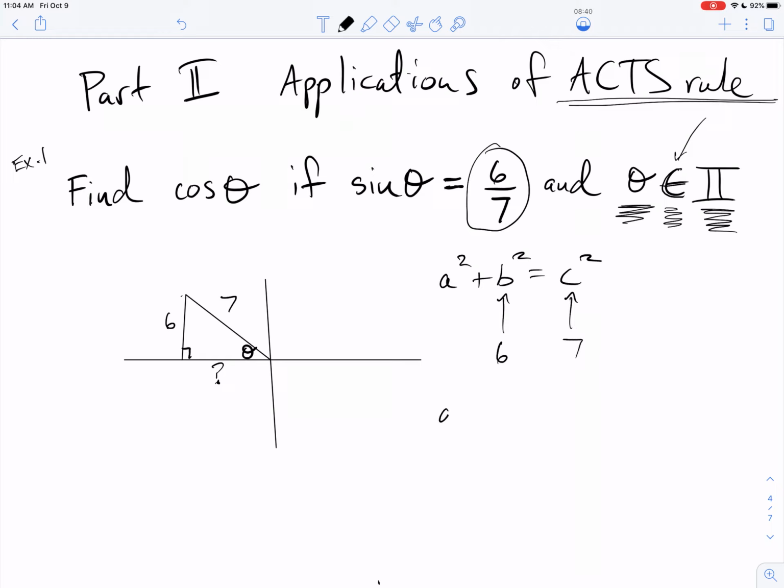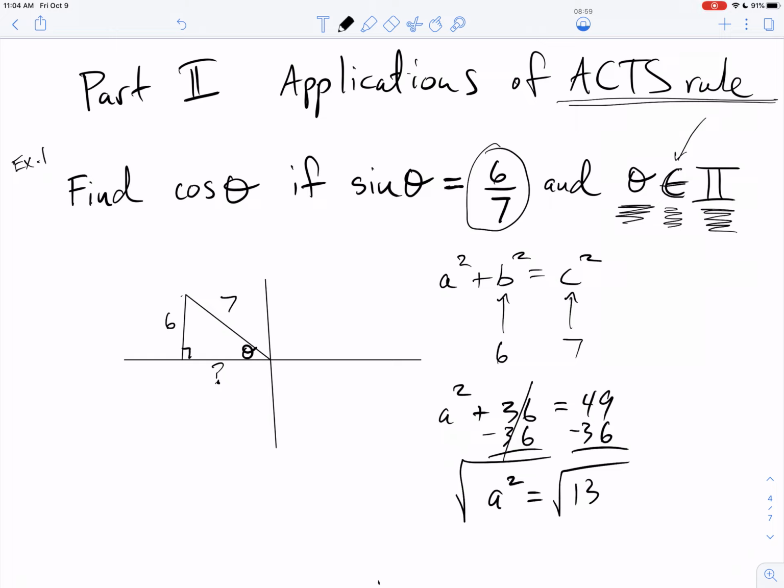So I'm going to do a squared plus 36 equals 49. I'm going to take this away because I want to be able to solve for this answer. And so I get what? That's 13. Are you ready? Okay. So I'm going to root. I get plus or minus. Ooh, guess what? I get plus or minus rad 13. Algebraically, that's what I get.